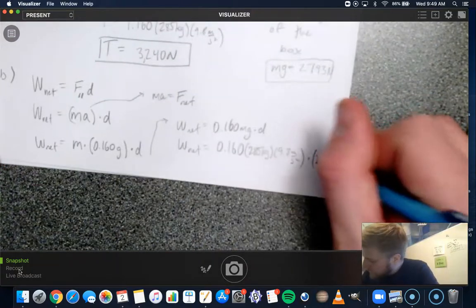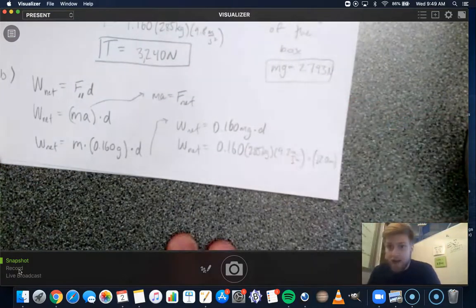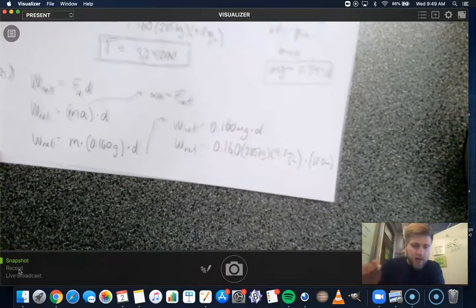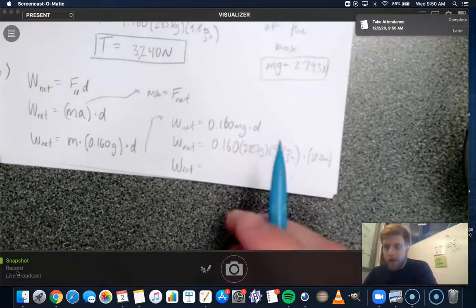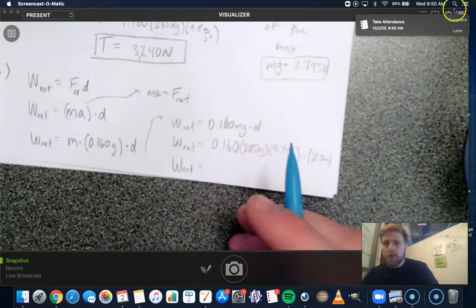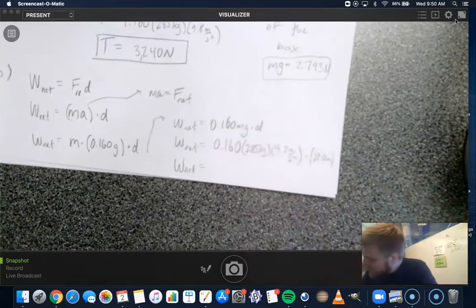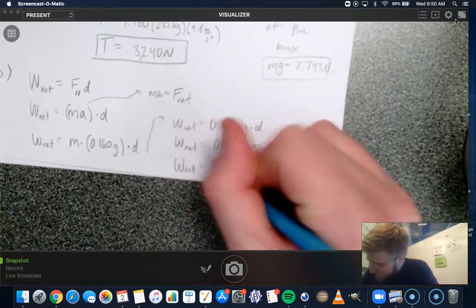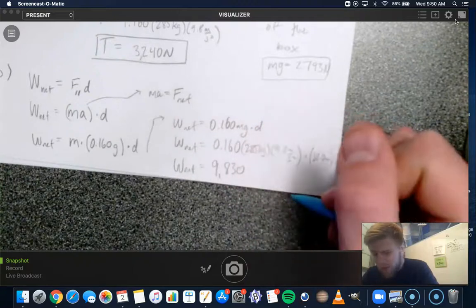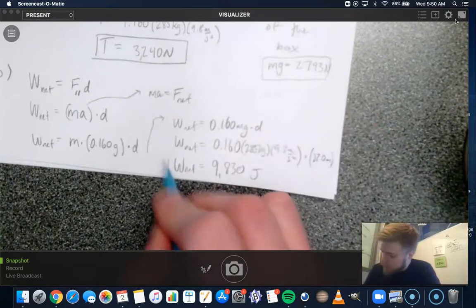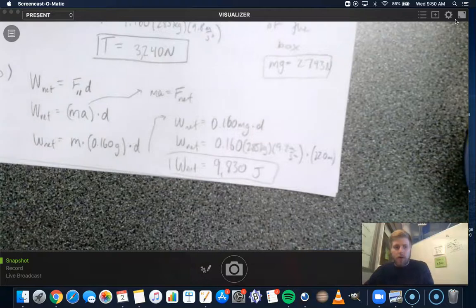22 meters in height. Excellent. So I'm going to punch that in. We'll reveal the answer. So when we punch all of that information in, we end up with 9,830, and we're rounding here. Remember, we're working with work, so joules worth of net work done.